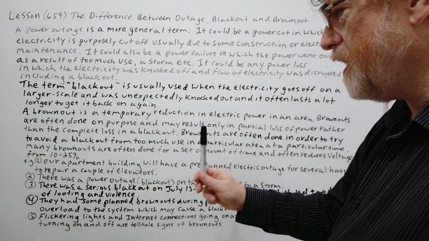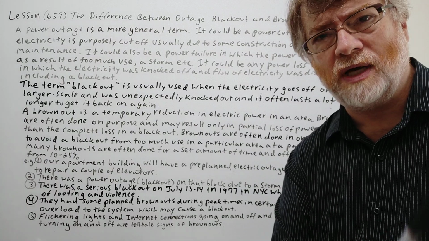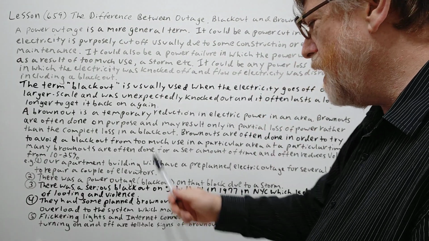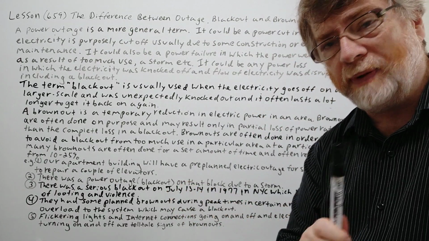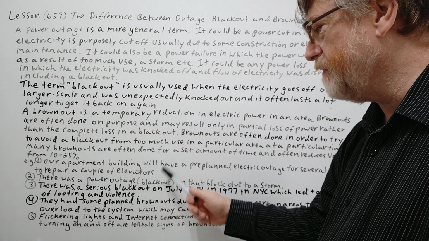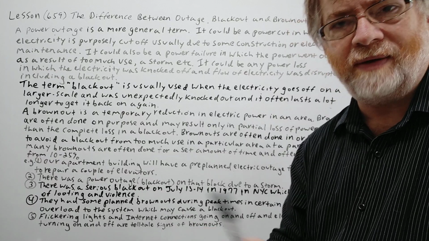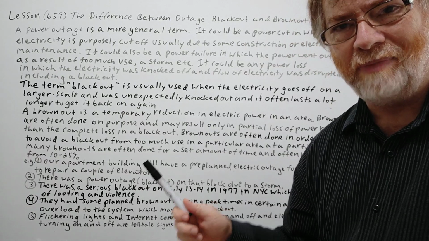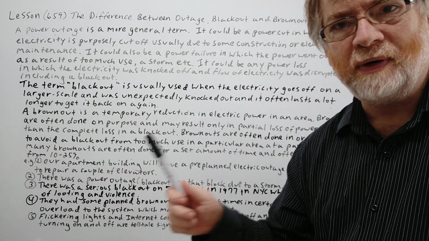All right, let's continue. And we got 5 examples here to show just how it's used. Here's our first one. Our apartment building will have a pre-planned electrical outage for several hours to repair a couple of elevators. So this one would really be an outage. I don't really call it a blackout because it was pre-planned.